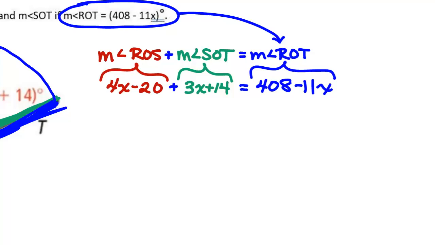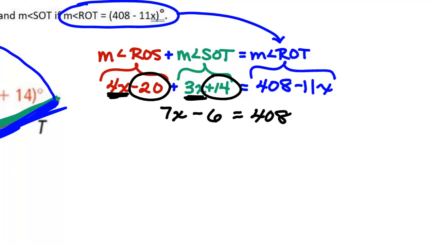What would I want to do next? Combine like terms. I have a 4x and a 3x on this side. I combine those together to get what? 7x. Are there any other like terms on the left that I should combine together? Negative 20 and positive 14. What is negative 20 plus 14? Negative 6. So 7x minus 6 equals 408 minus 11x.